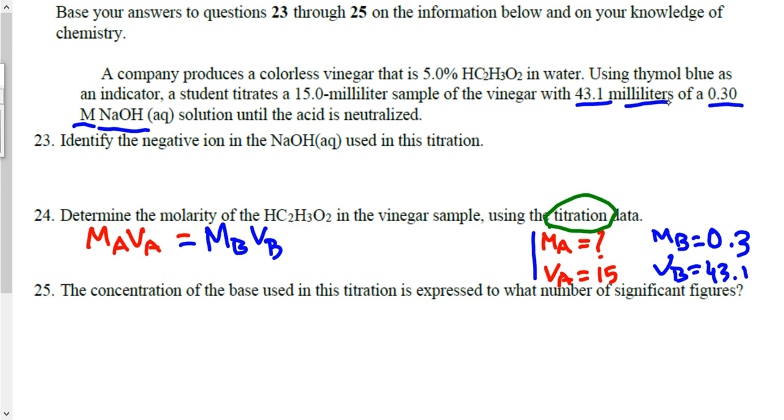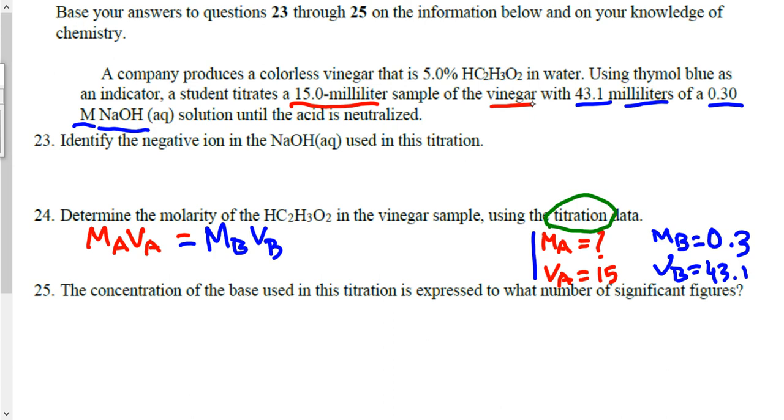So I already know the concentration and the volume of the base. I know that I have to figure out the concentration of the acid. So the only thing left over is to figure out the volume of the acid. And if you look at this part, this 50 milliliter sample of vinegar, and that's the acid in our case. So 50 milliliter must be the volume of the acid.